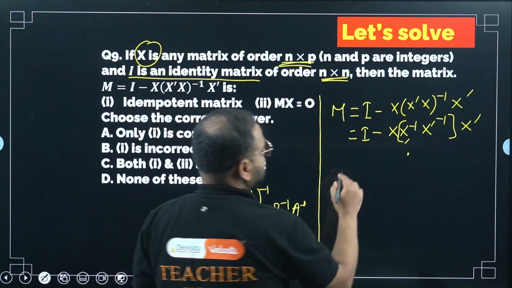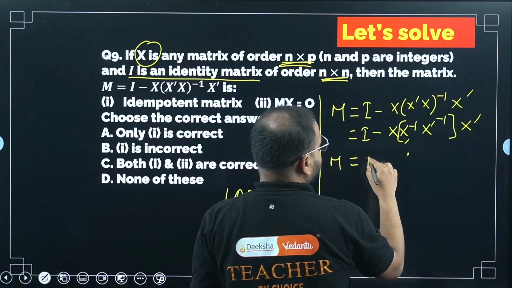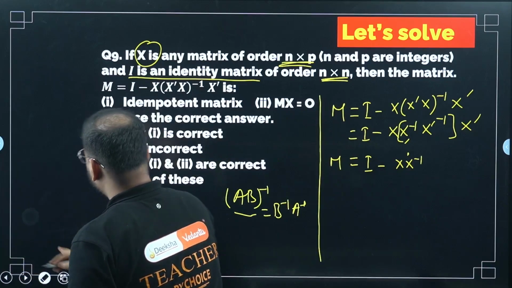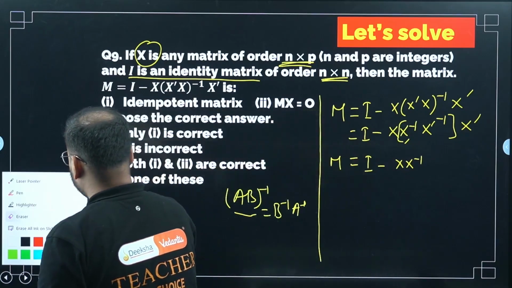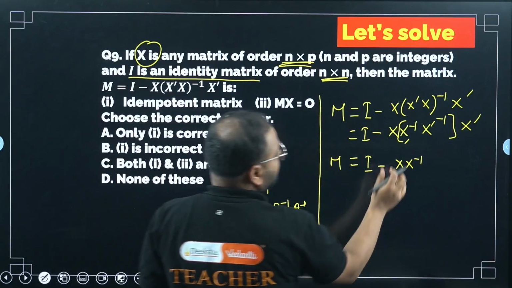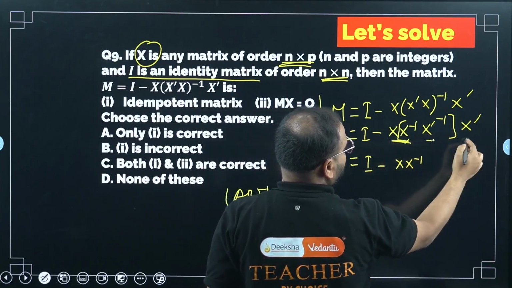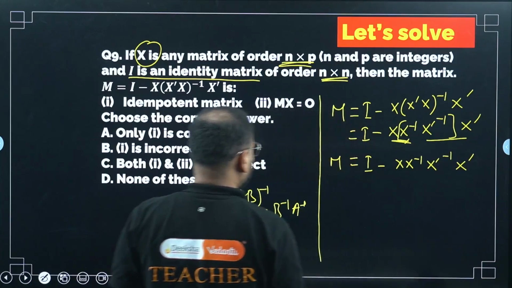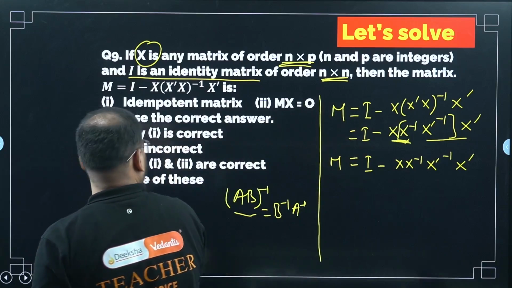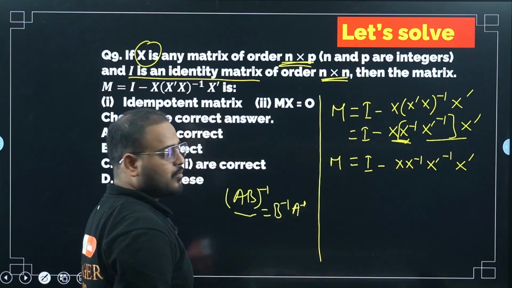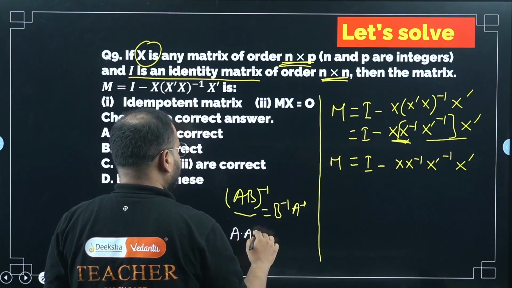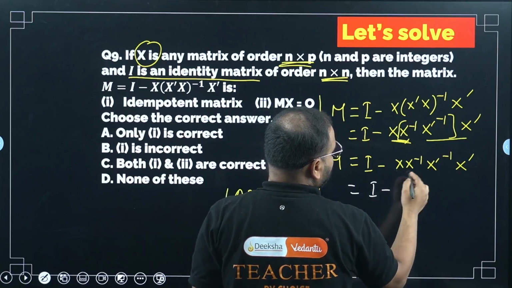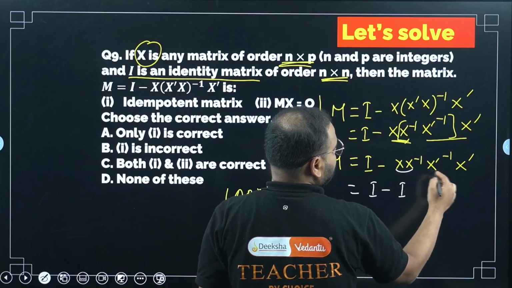Let's simplify this. So M is equal to I minus X inverse, and just removing the bracket and writing it again, X inverse, this part, and then this part together is X dash inverse times X dash. What's the rule? A inverse times A is I. Remember this. Same thing I can do here. I minus X inverse X will be I, and this will again be the same thing.